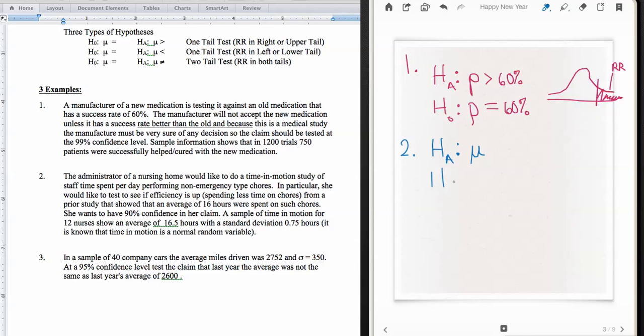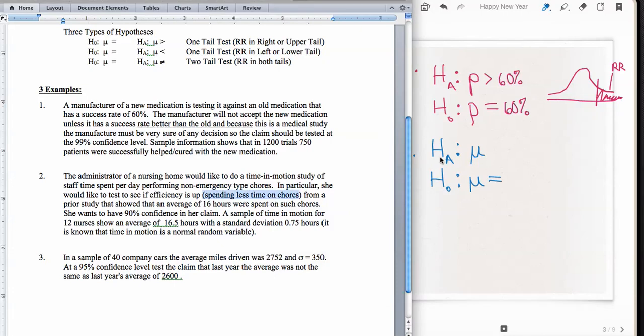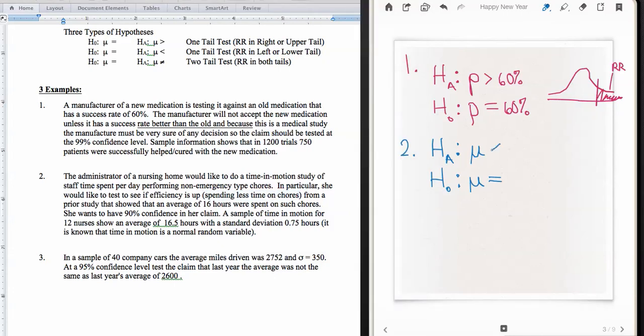Now, both my null and my alternative have mu in them, don't they? So they both get mu's. Remember, the null hypothesis always has equality. And now I need to put in less than here, right? So the less than. So I'll go over here and put less than. So that makes this a one-tail, lower tail test. So here's my rejection region over here.